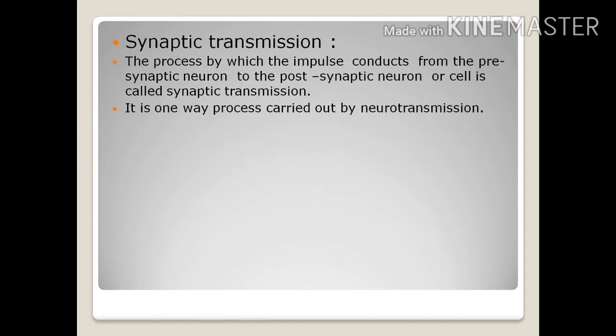What is synaptic transmission? Actually, there are two types of transmission. One is chemical transmission and another is electric transmission. We will discuss them later. At first, the process by which the impulse conducts from the presynaptic neuron to the postsynaptic neuron or cell is called synaptic transmission. It is a one-way process carried out by neurotransmission.